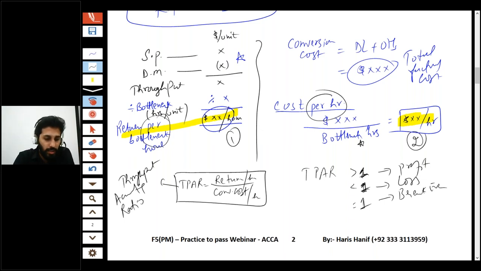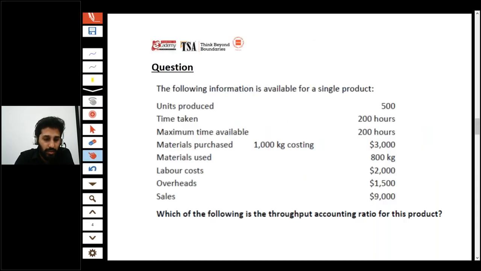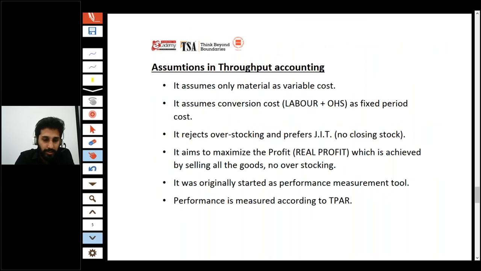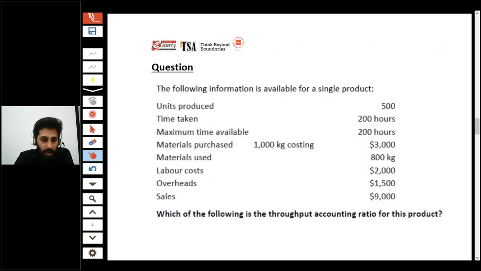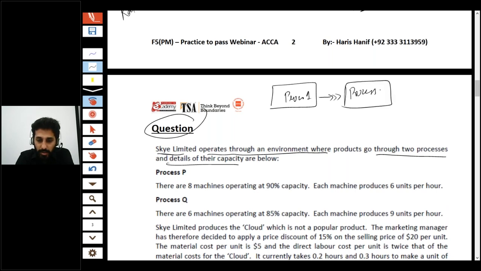So let's now move on to the next question. Sky Limited operates in an environment where products go through two different processes. Before starting this question, you can see that there are two processes, process one and process two, your resources are being inserted, and your product is being passed through two different processes, and definitely there would be output.